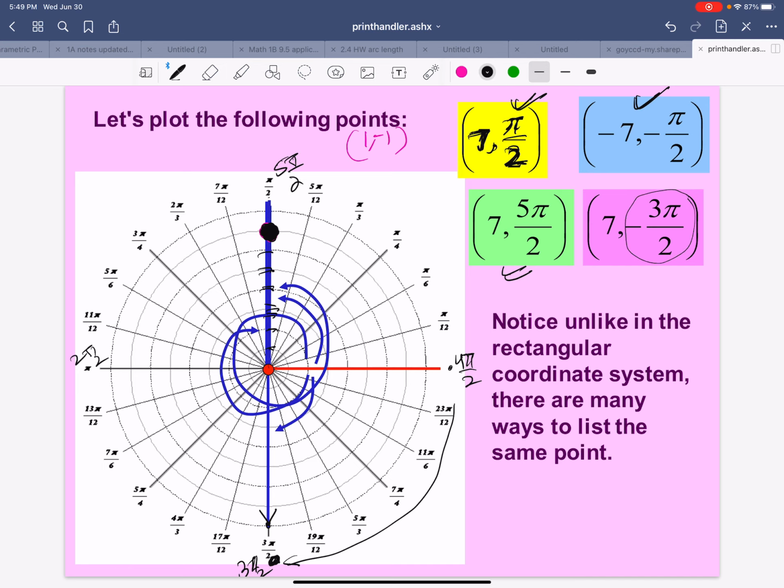Next we have (7, -3pi/2). Again, -3pi/2 is going to be the same location here, and this is -pi/2, -2pi/2, -3pi/2. Once you find the angle, then go 7, which would be 1, 2, 3, 4, 5, 6, 7, and I'm back at the same location. Okay, now keep in mind that in the rectangular coordinate system, there's only one way to list a point, but in the polar coordinate system, there's many possible ways to write a point. There's many possible points that will take on the same location.